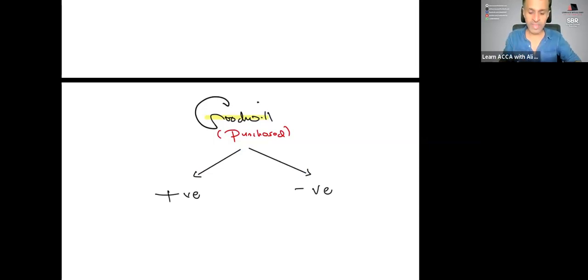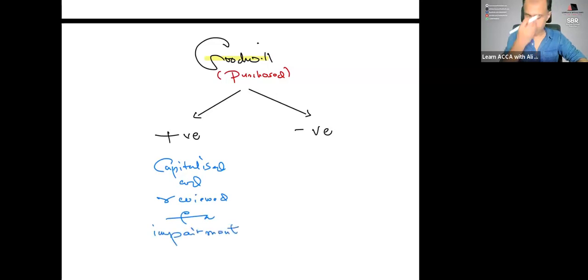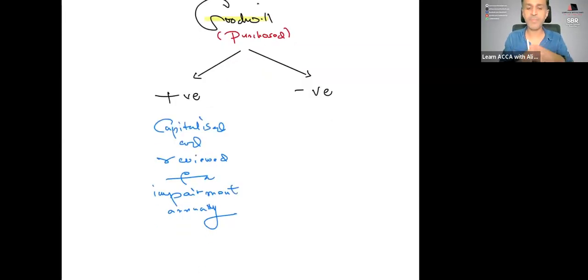Purchased positive goodwill is capitalized, and after capitalizing, it is reviewed for impairment annually. Let me add the word annually, because an impairment review is not normally an annual activity. Exceptionally for goodwill, it is to be tested annually.